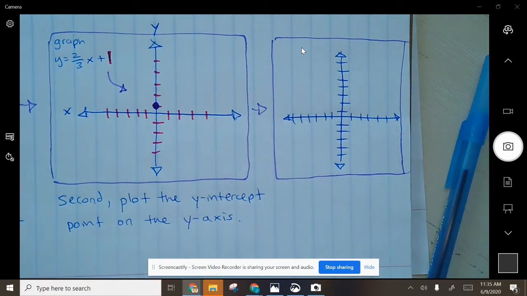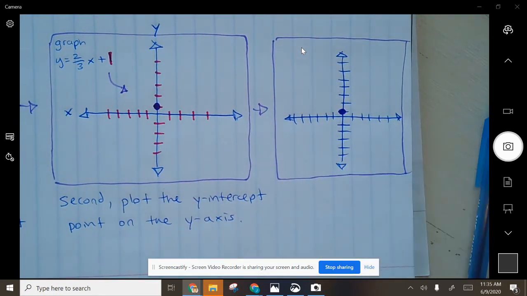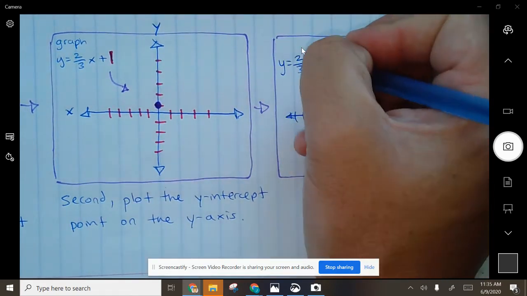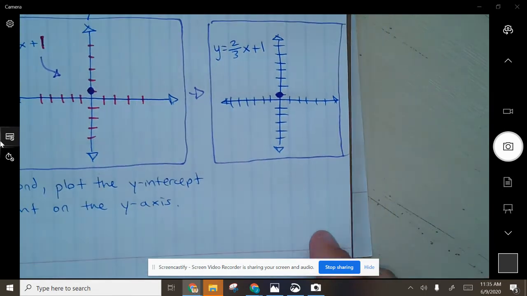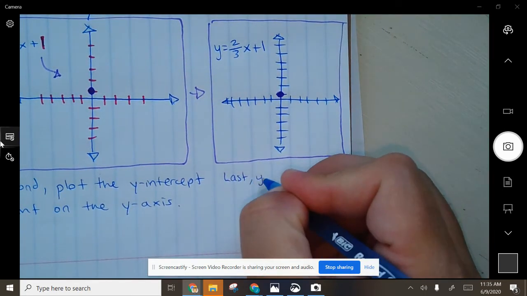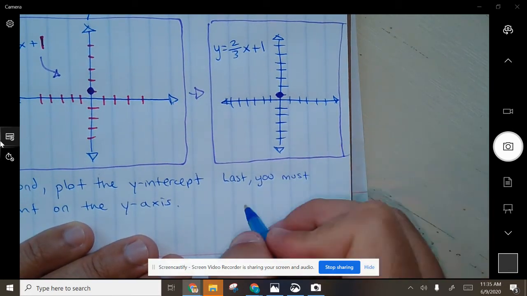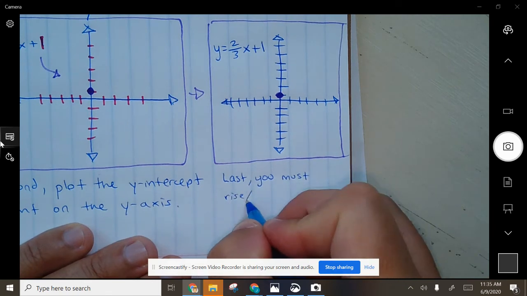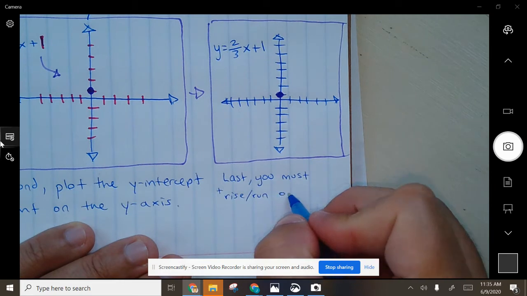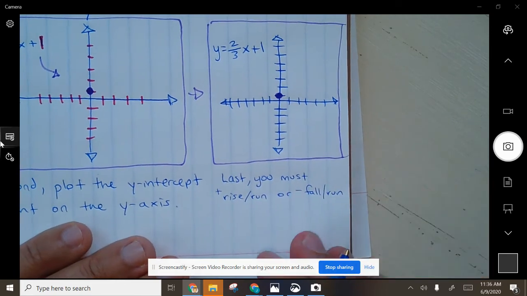All right, we're going to go +1. That's where it already was. And I'm going to write the equation again. We already dealt with that y-intercept. Last, you must rise and run, which is a positive slope. Remember, we learned that today. Or if it was negative, you would fall and run. We'll talk about those in a second.